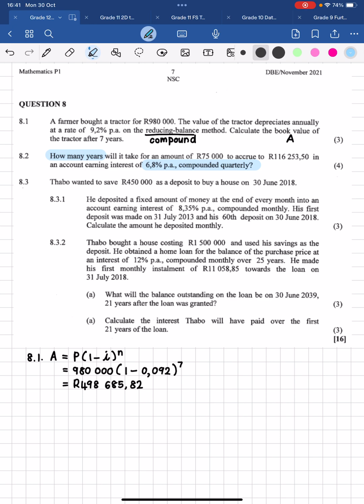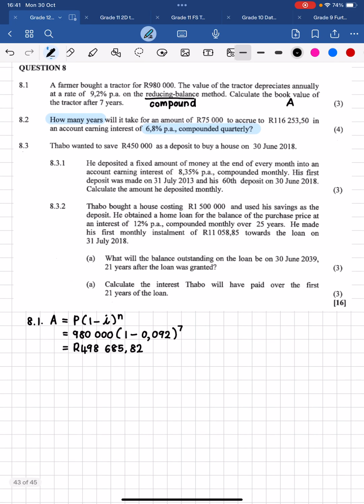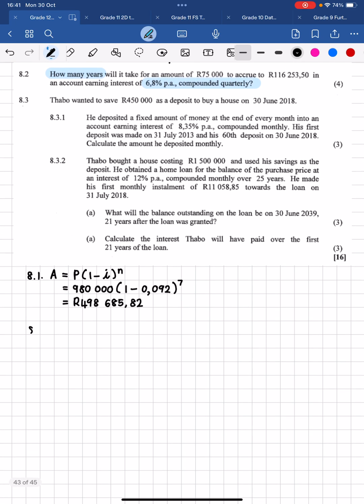All right. Jared, where did you message me? On which platform? All right, let me quickly write this down. So 8.2. How many years? Okay, it's compound interest. So we're going to write down the compound interest formula. On TikTok. Oh, sorry. Okay, I'll check now.